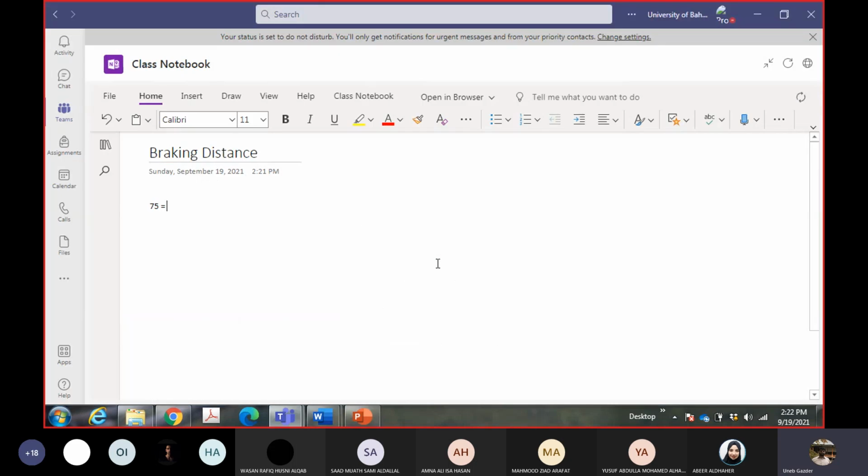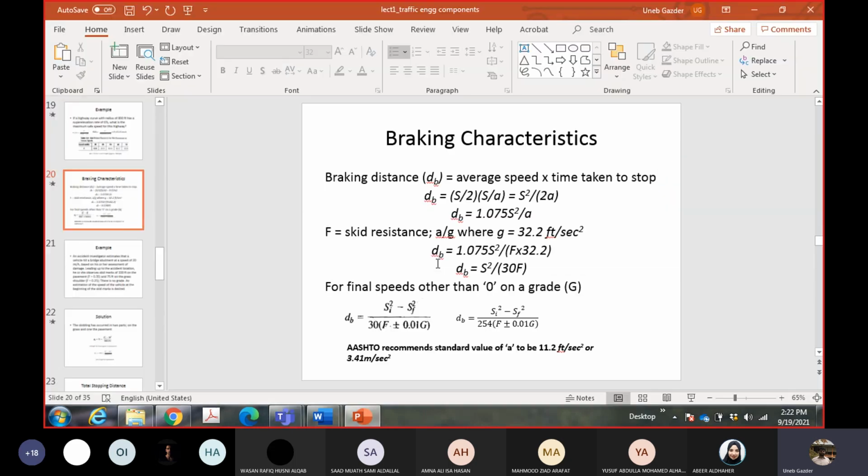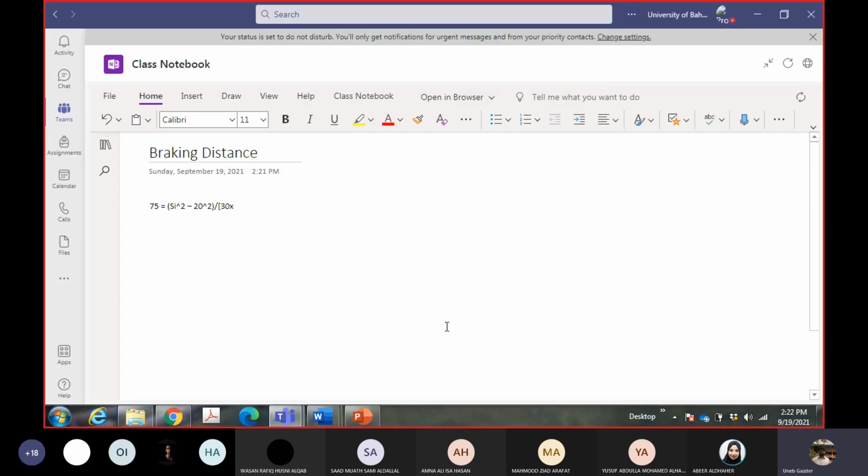So I'm trying to find out the initial speed. This is squared. Final speed, as you said, 20 squared divided by 30 times f. The equation has f plus or minus g, but there is no gradient, so g is 0, so it will be 30 into f, and the f for the shoulder is 0.25. How much is this?